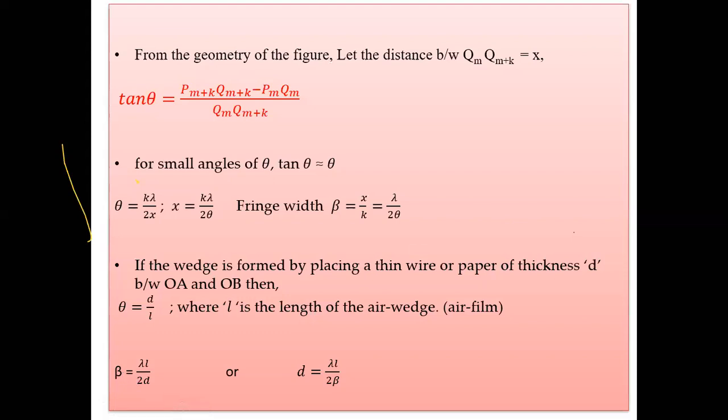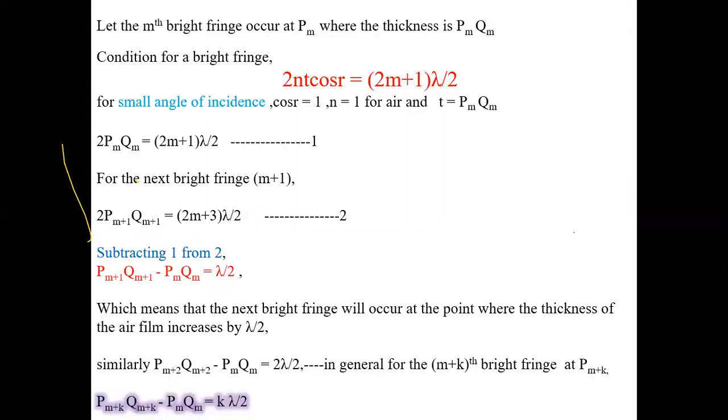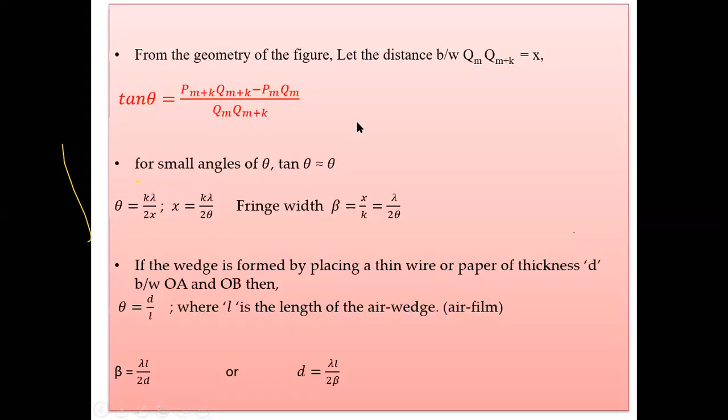Again you may ask a question here. Why only consider a bright fringe? Why not a dark fringe? If we consider a dark fringe, we get 2nt cos r equals m lambda for a dark fringe. So be it a bright fringe or a dark fringe, the expression for beta would still remain the same. Beta is lambda L by 2d, where L is length of the air film, lambda is wavelength of the monochromatic light used, and d is thickness of the obstacle.